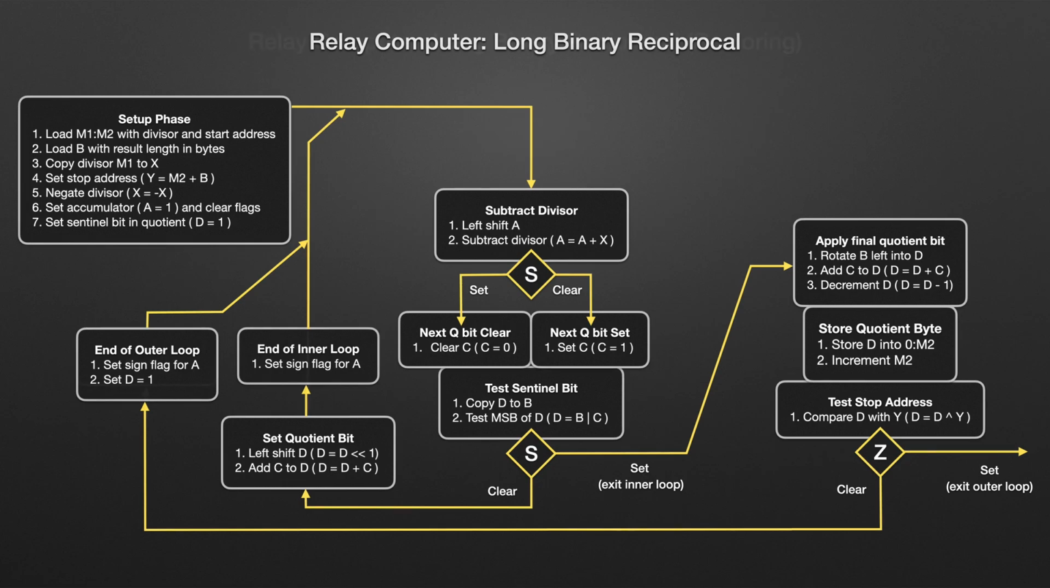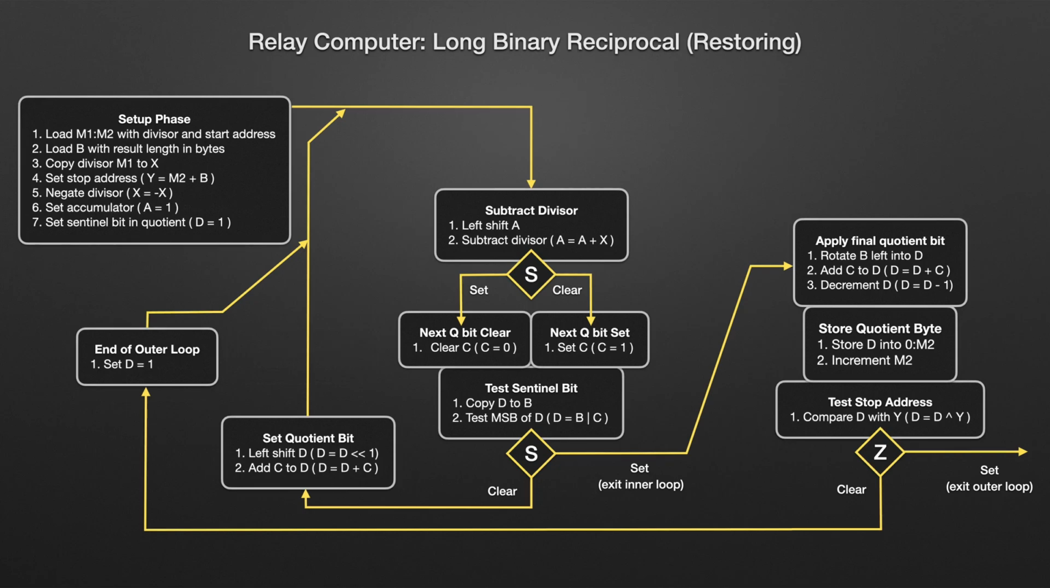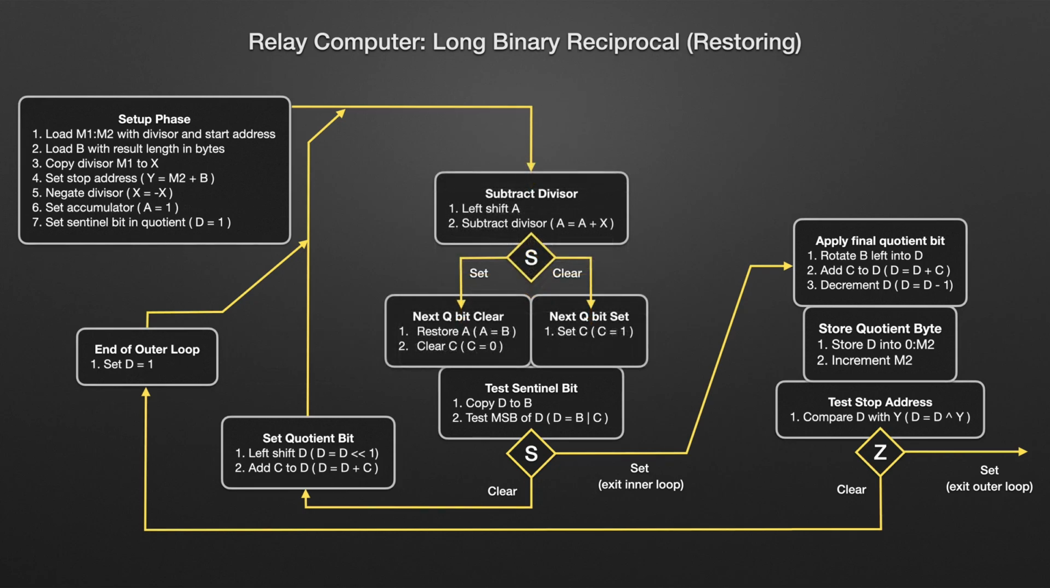ALU operations. The only bit we then need to add is after the subtract divisor step, where we restore A if the subtraction resulted in a negative value, and we can simply do that by copying B back to A, effectively restoring A. And that should be it, I think. Right, let's head back to the code and make the changes and see what impact it has.